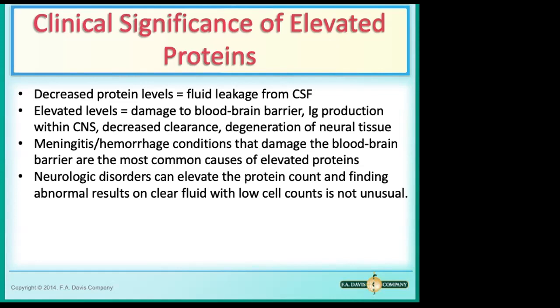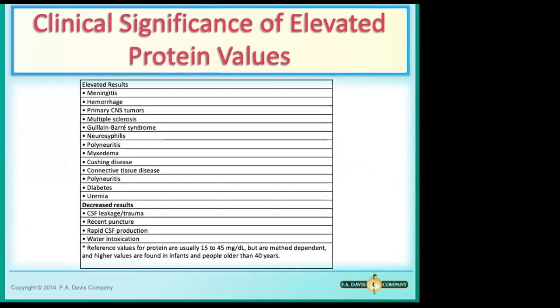Meningitis and hemorrhagic conditions that damage the blood-brain barrier are the most common causes of elevated CSF proteins. There are many other disorders that can elevate the CSF proteins, and finding an abnormal result on a fluid that is clear with a low cell count is not unusual, okay? So let me show you in this table some of the conditions that may be related to elevated protein results in the CSF.